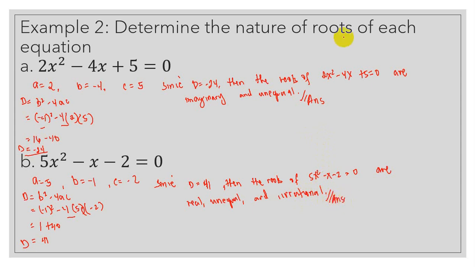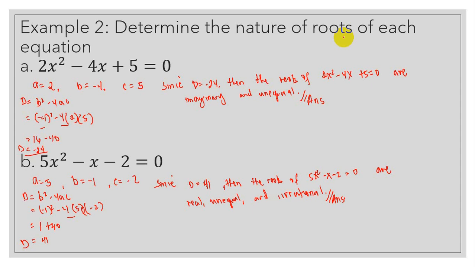To get the nature of roots or solutions, you have to use the discriminant formula, which is derived from the standard form of the quadratic equation, which is ax squared plus bx plus c equals 0. We have D equals b squared minus 4ac. Then after computing for the discriminant, you have to identify. If it is positive, there are two possible answers. If it is a perfect square, the nature of roots will be real, unequal, and rational.